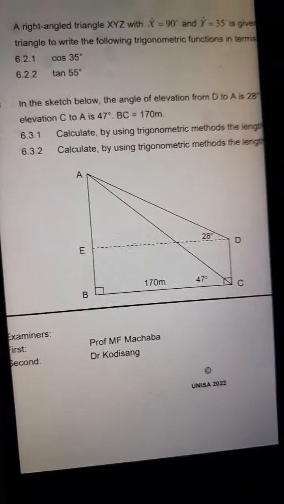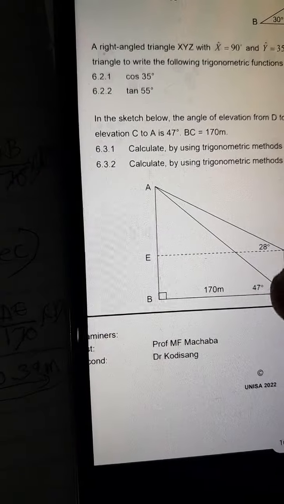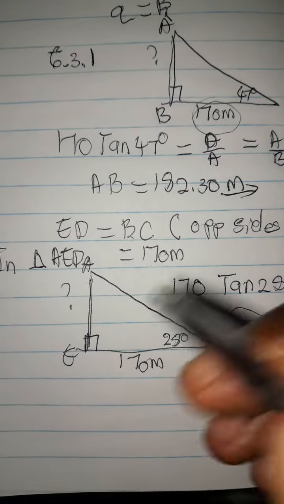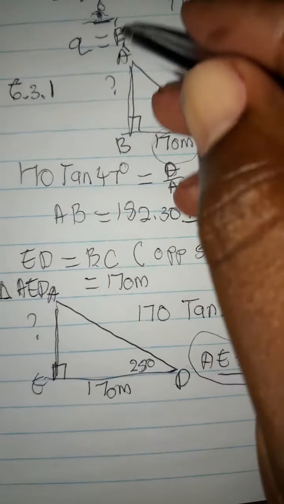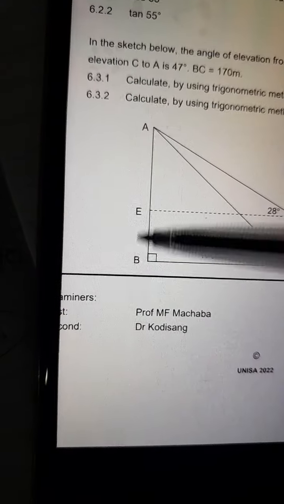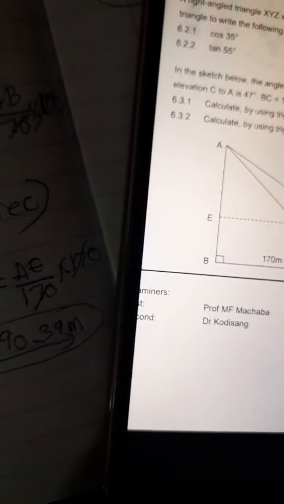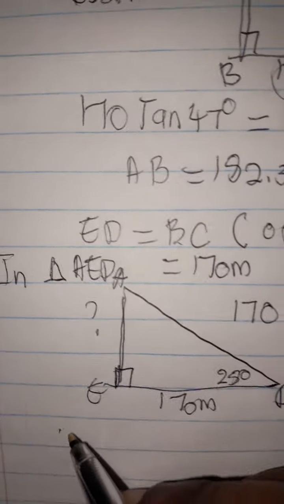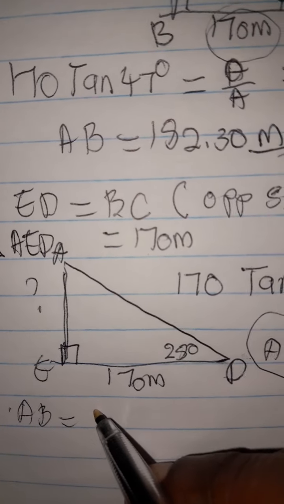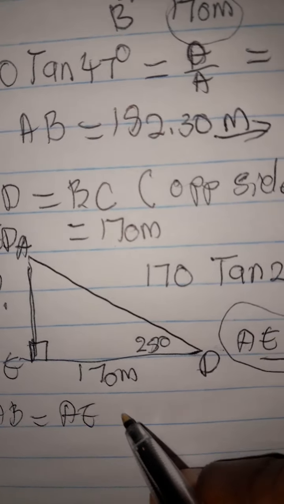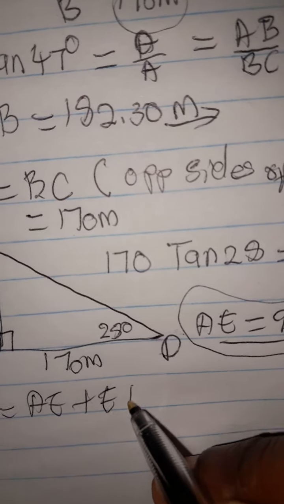Now, remember that they wanted us to calculate EB at 6.3.2. What is interesting is that we already have AB, so that won't be a problem. Now, guys, AB is made up of AE and EB. So we will sum up all of this. Let's put that into practice. As I've said, we have AB, which equals AE plus EB.